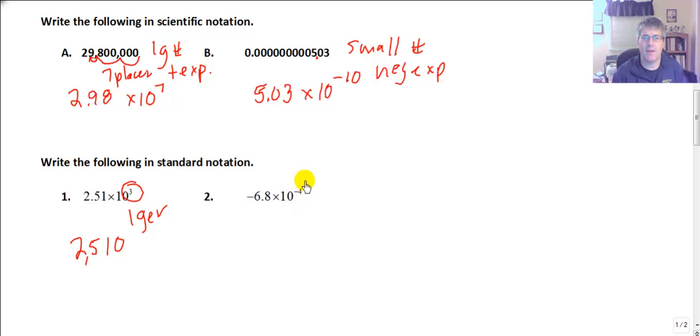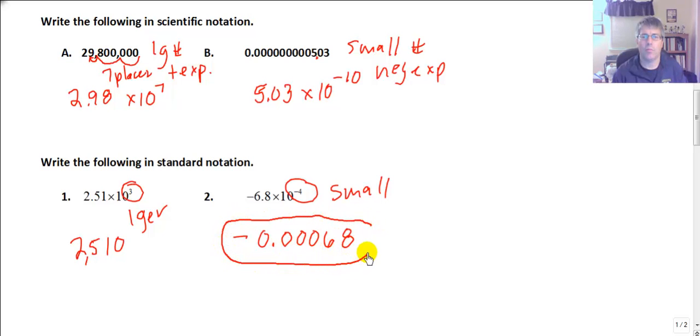In sample number 2, I've got a negative exponent here, so I know this is going to be a smaller number. I'm going to move my decimal place to the left. It's fine that this is negative, so I have a negative, and I'm going to move it 4 places to the left. So 0 point, I'm going to have 3 zeros, 6, 8. And let's check. 1, 2, 3, 4. That is correct. 4 decimal places. So negative 0.0068 is that in decimal form or standard notation.